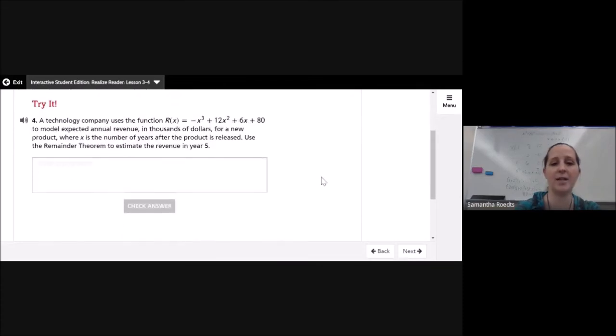All right, so let's try it out. A technology company uses the function r of x equals negative x cubed plus 12x squared plus 6x plus 80 to model expected annual revenue in thousands of dollars for a new product, where x is the number of years after the product is released. Use the remainder theorem to estimate the revenue in year 5. Okay, so 5 is going to be what I'm dividing by, so I'm going to go ahead and set up the equation.